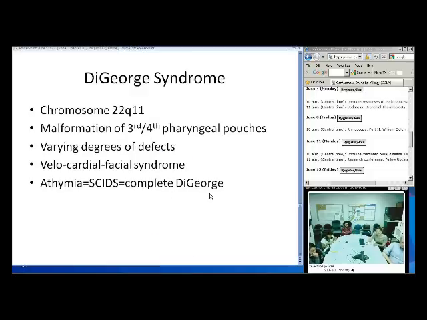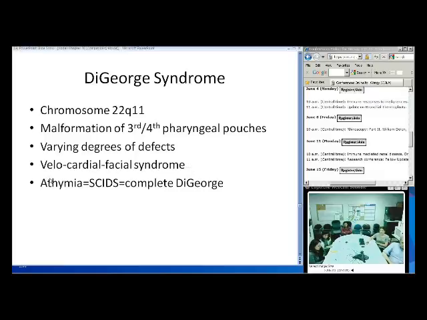Okay. Next, quickly, I want to mention DiGeorge Syndrome, which is a deletion from 22q11, causes malformation of the third and fourth pharyngeal pouches with very varying degrees of defects. In fact, I just recently saw a child who was 13 who was just diagnosed, who is really a very healthy child, but he did have some syndromic features. I think it was an eye problem that he had that was known to be associated with DiGeorge, and that's why he was tested. It's also known as velocardiofacial syndrome.